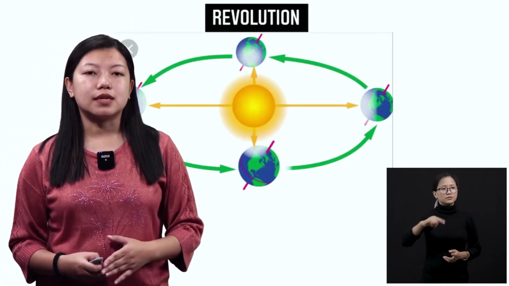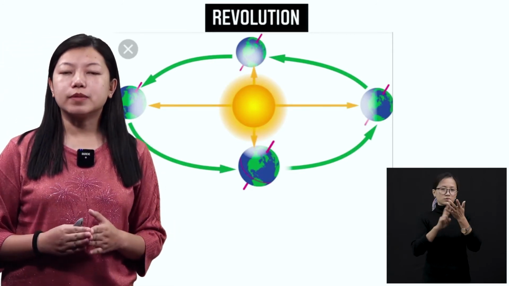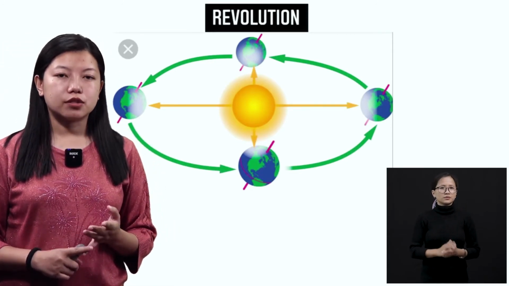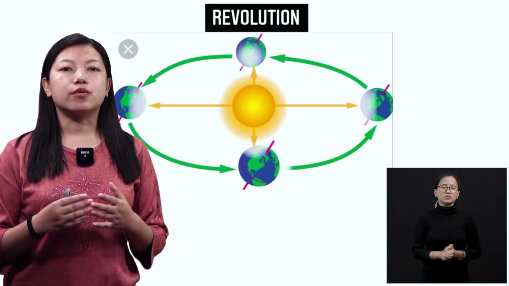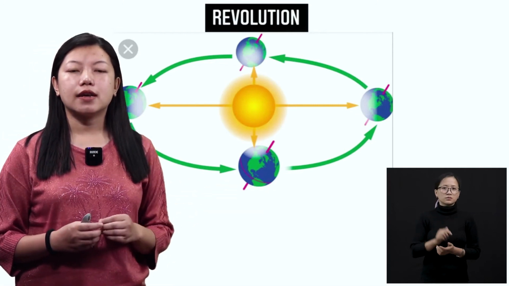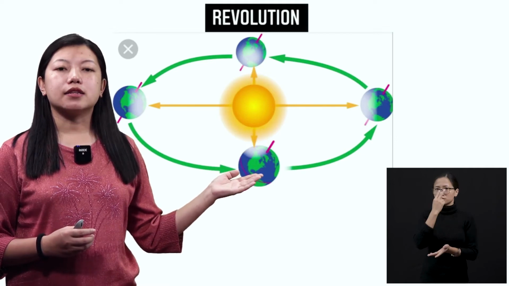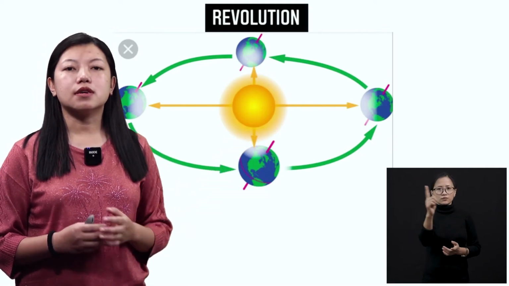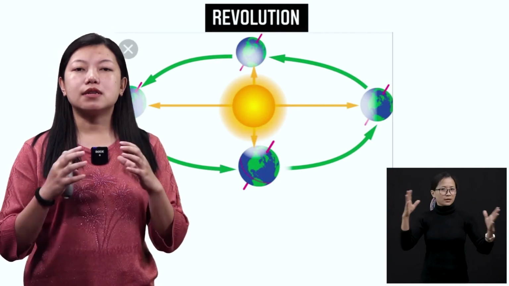Now next one is revolution. Remember, we have two movements. One was rotation, which I have just finished explaining. Now the second one is revolution. Here, this is the Earth, and you see that in the middle there is the sun and the Earth is revolving around the sun. It is making one big circle around the sun.